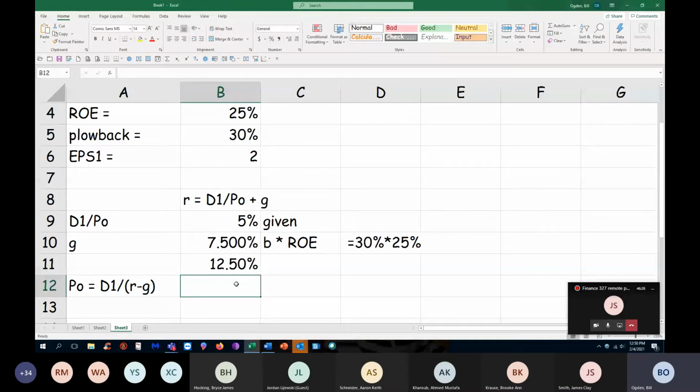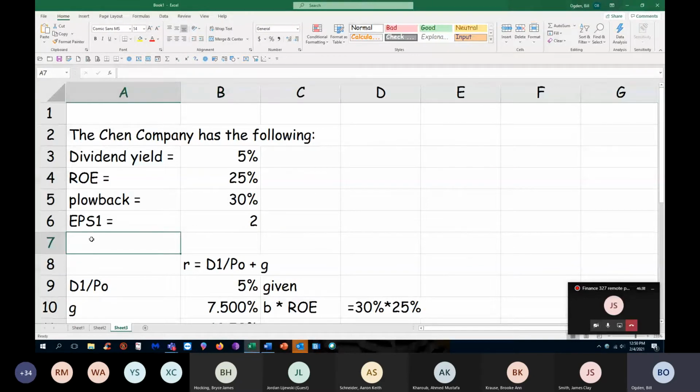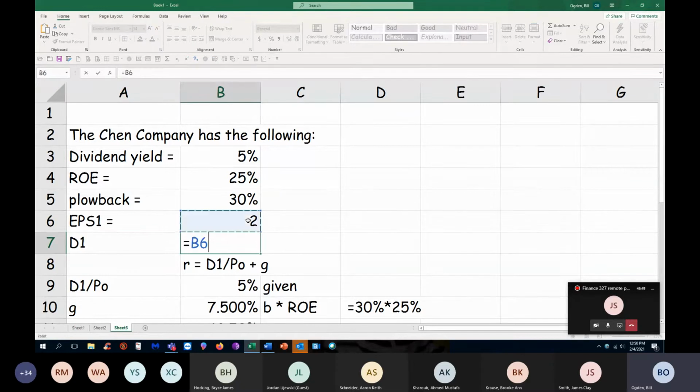Okay, so let's calculate this. Let's make sure we have all of our components here. Let's add D1. What's our expected dividend? Well, we expect to earn $2, and we're retaining 30% of that. Oops, what am I doing, algebra? No, it's Excel. So 1 minus the 30%. So we are going to pay out $1.40.